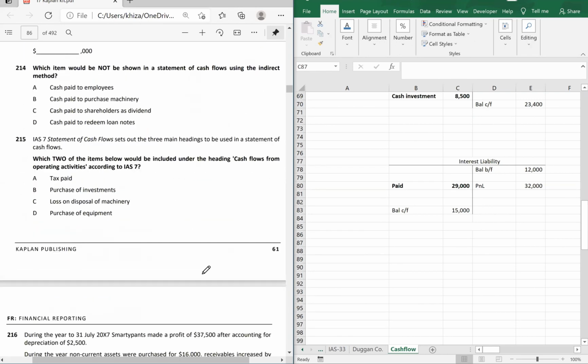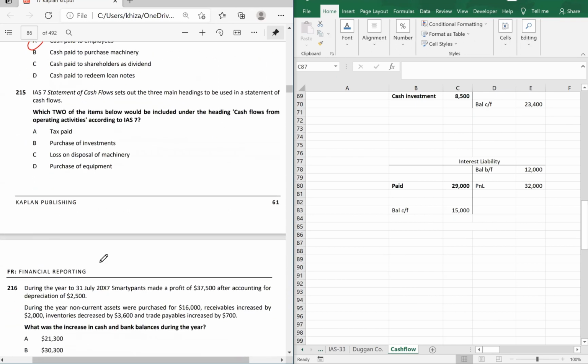Which item would not be shown in a statement of cash flows using the indirect method? Which of the items would not be shown using the indirect method? A. All right.